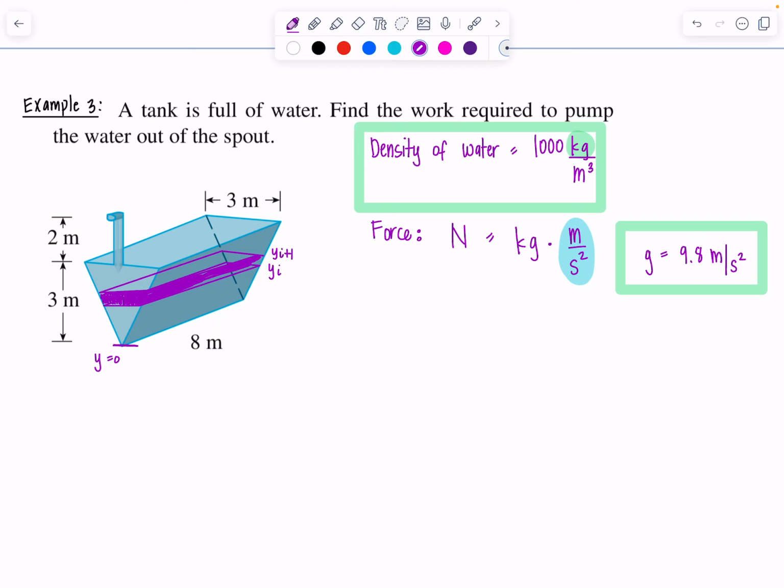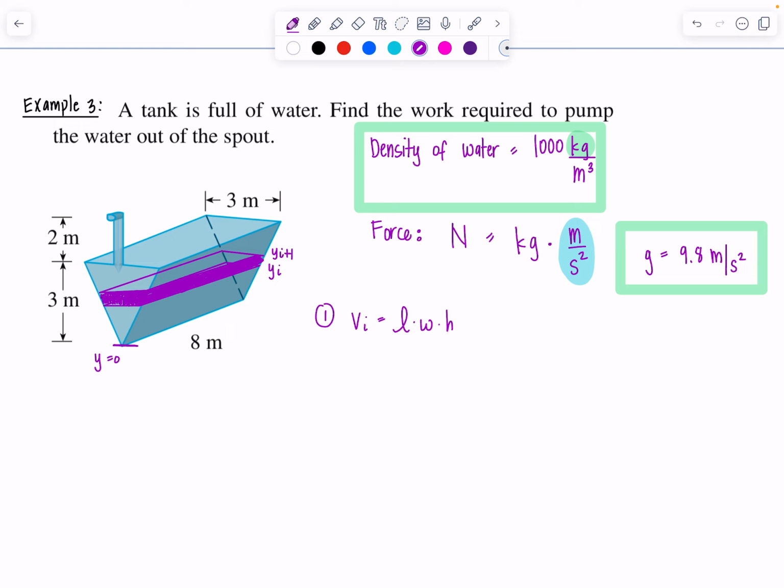All right. So this is, look at the slice. What is the shape of it? It's a rectangle, right? So step 1, v sub I, volume for a rectangle, length times width times height. Yeah?